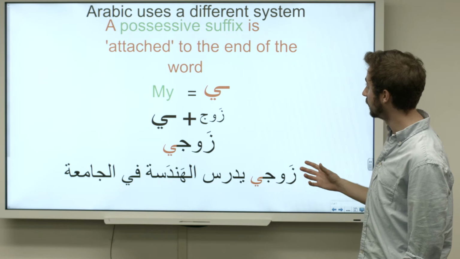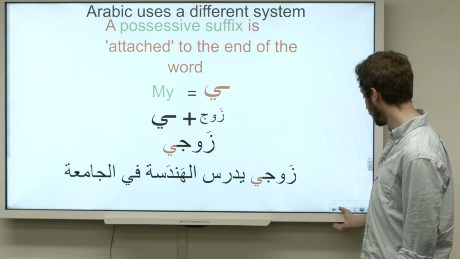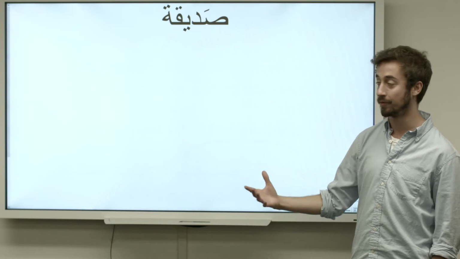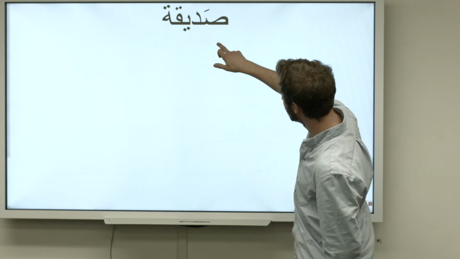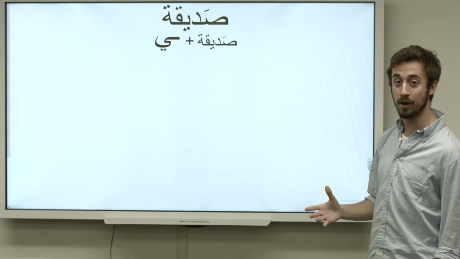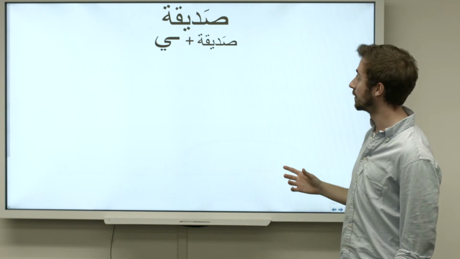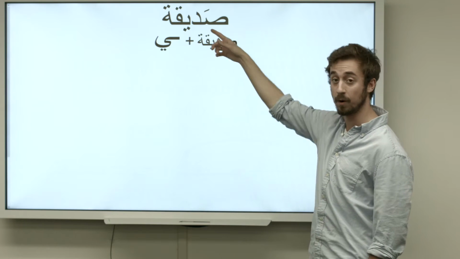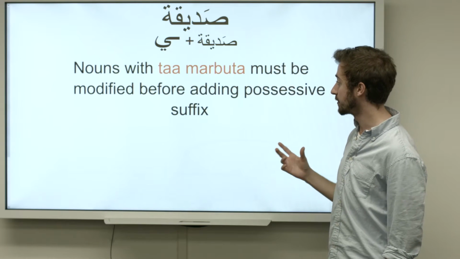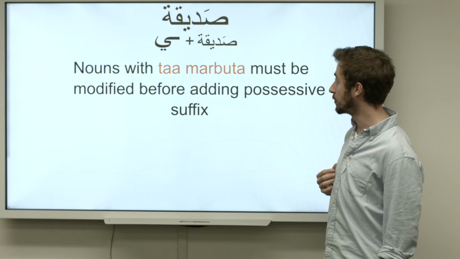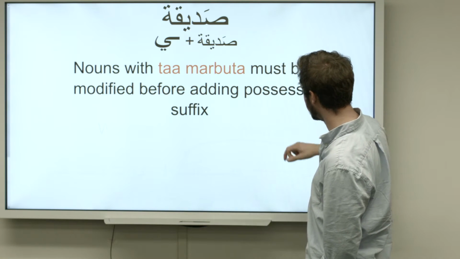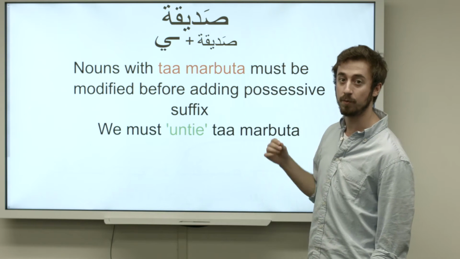So let's do my, but with another word, just another example. Sadiqa, my friend who's a girl, my female friend. So, sadiqa plus ya? Yes and no. It's actually a little bit more complicated when it comes to words with the ta marbuta at the end. What we have to do is modify the ta marbuta. In other words, we do something that is called untying it, and it becomes a ta. The ta marbuta becomes a ta.